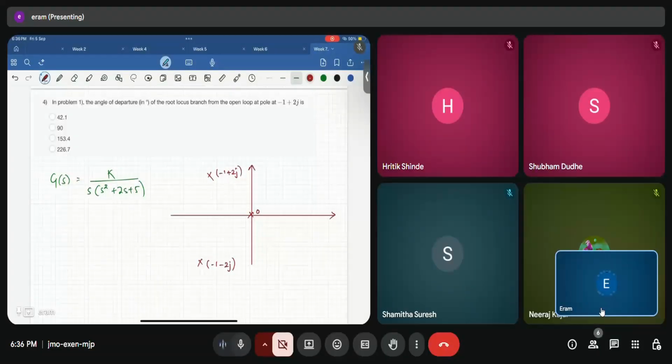From this pole location you have to calculate the angle of departure, because when we have complex conjugate poles and the root locus starts from the open loop poles, we don't know from which angle our root locus will depart from this pole location or this pole location. So for that we calculate the angle of departure. By calculating it, we would know with which angle the root locus will depart from here or from here. In this case we have to calculate for this pole -1 plus 2j.